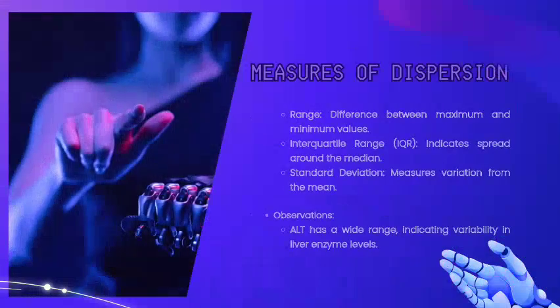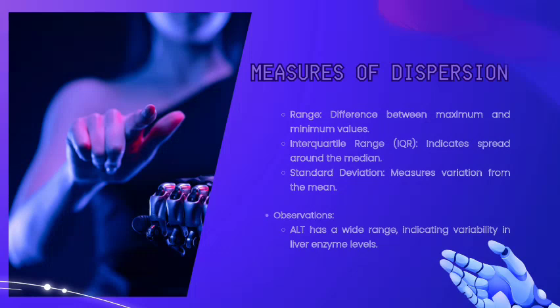Now, moving forward, measures of dispersion. Dispersion measures such as range, interquartile range, and standard deviation describe data variability. For instance, ALT level showed a wide range, reflecting variability in enzyme levels across participants. Box plots were used to visualize these measures effectively.